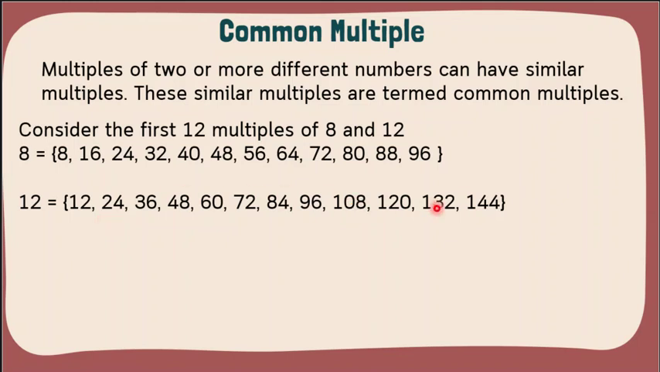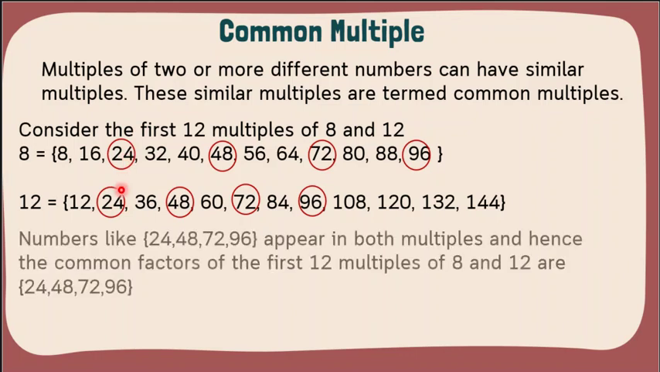You can see some similarities among them. 24 exists here and there, 48 exists, and then 72 as well. Lastly, we can see 96. These numbers exist between the multiples of 8 as well as the multiples of 12. So we call them common multiples of 8 and 12 because it can be found here and then here as well. They are common to both of them. So 24, 48, 72, and 96 are the common multiples of 8 and 12.